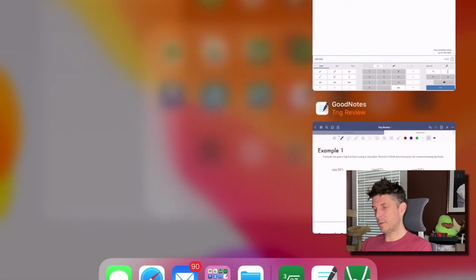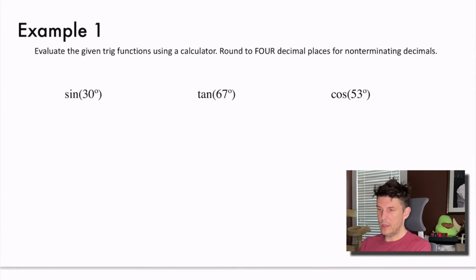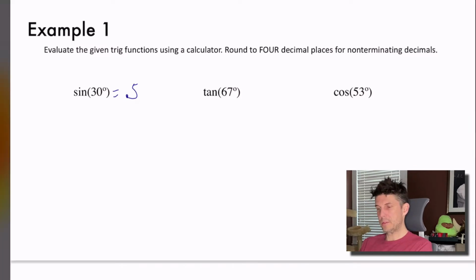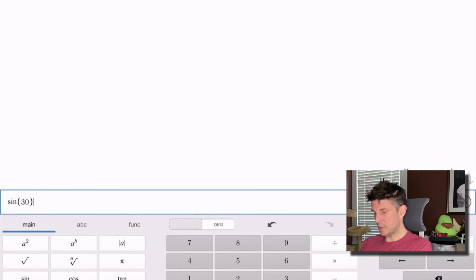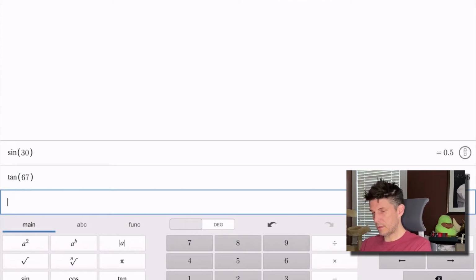Okay, so for this one, that's a terminating decimal. So you don't really need to round this one to 4 decimal places. You would just go 0.5, or even literally write out 1/2. But the rest, like if you look at tangent of 67, tan 67, go, and that's a 2.3559.